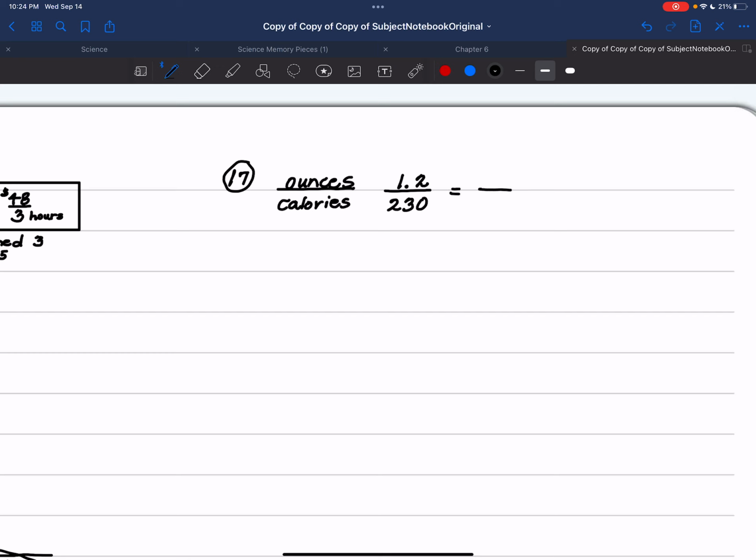So let's bring this up to 4 ounces and see how many calories we're going to get. So 230 times 4 is 920. Divided by 1.2. And that is scary looking. Oh, about how many more? So we're going to have to round here.